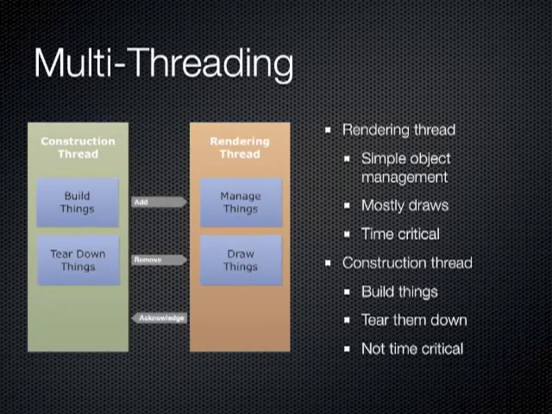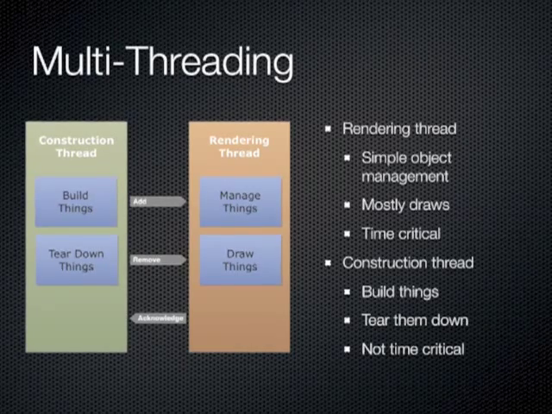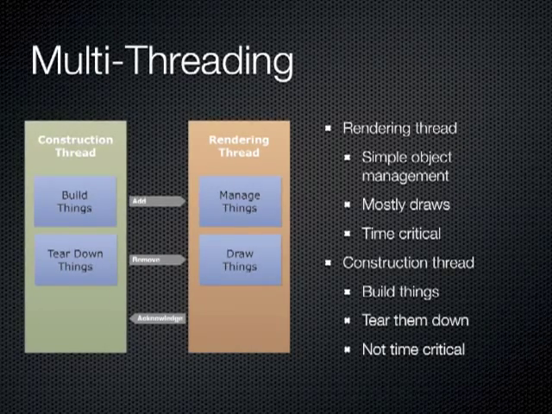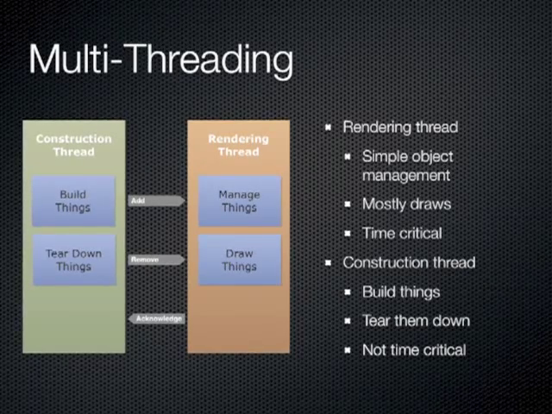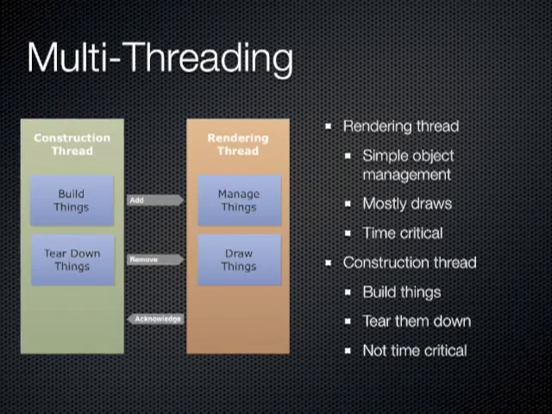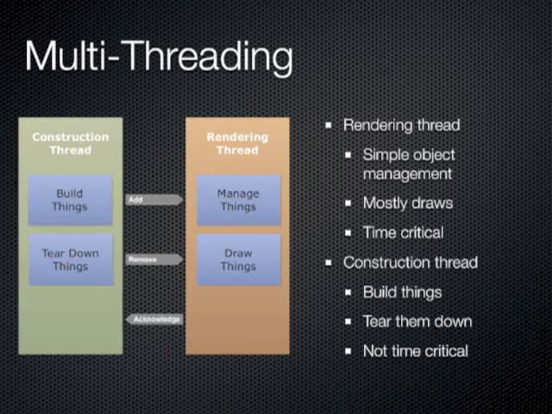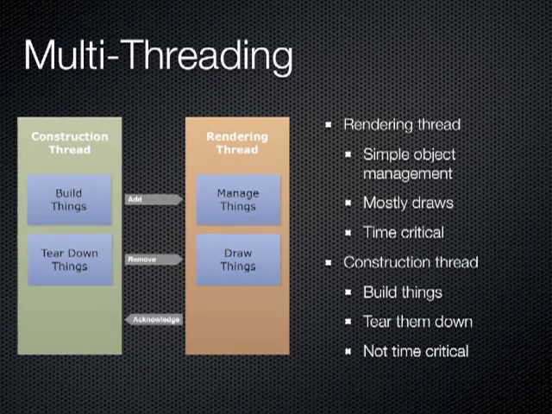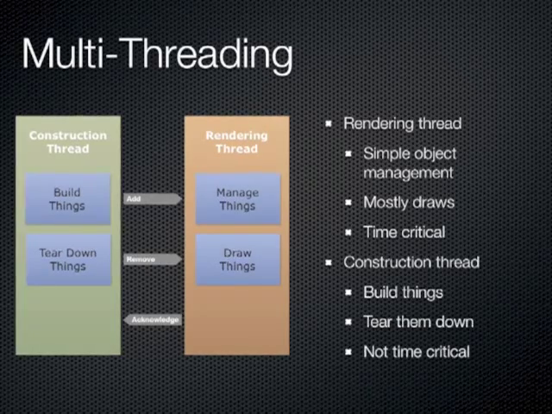So what I like to do is move everything off onto a construction thread. And this is kind of how I do things, but most people are doing something similar. So I've got a construction thread where we're doing all the requests to the remote server. We're building up the tiles as they come back. We're tearing them down when we no longer need them. And then once we set up all that geometry and set up those textures and downloaded it to OpenGL, we tell the rendering thread to add it.